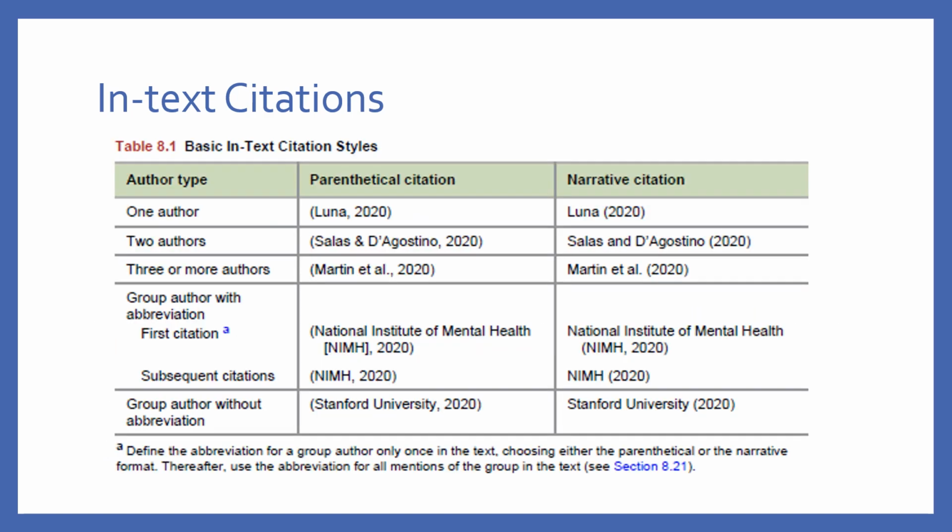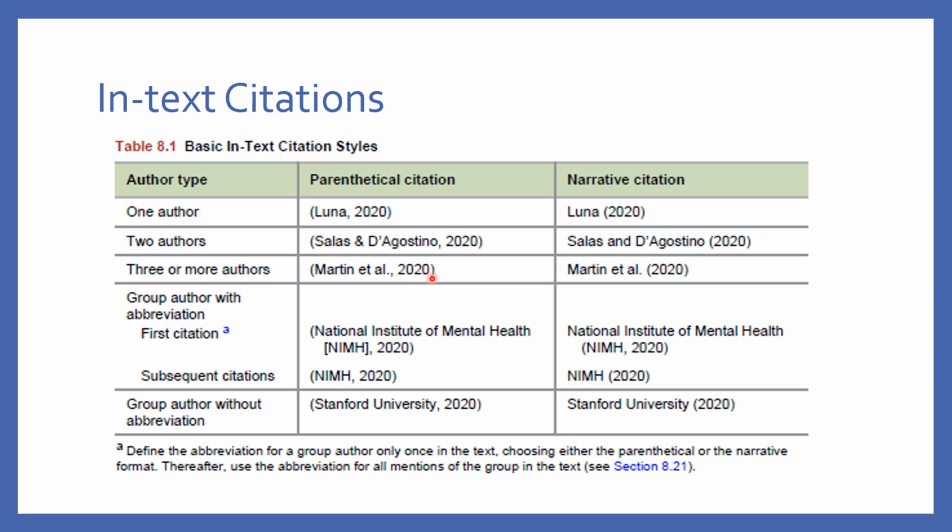This is taken right from the APA manual. You can see that there are some in-text citation styles. So if we have a single author, and we use a parenthetical citation, for example, this author's last name is Luna, written in 2020, that would be the parenthetical citation for an idea that came from that reference. If you have two authors, it would be the first author, an ampersand, and the second author, and then the year. Three or more authors, it would be the first author plus the phrase et al.